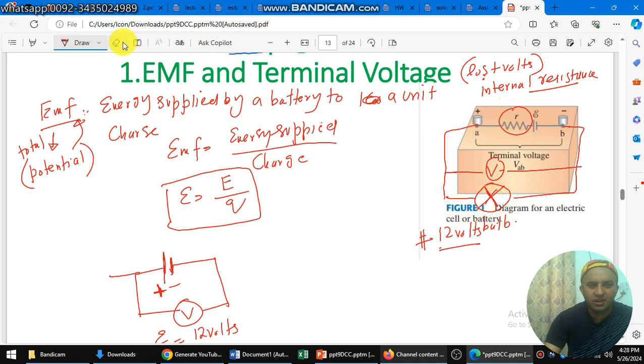Okay, so why is its potential not 12 volt? Let's assume that this internal resistance, small r, has a value of 0.1 ohm. It's a very small value. And the battery has a potential of 12 volt. So how many volts are lost in this case? Suppose that the current flowing through the circuit is 10 ampere. The 10 amperes is flowing through this bulb. Now we can find the lost volt across the battery.